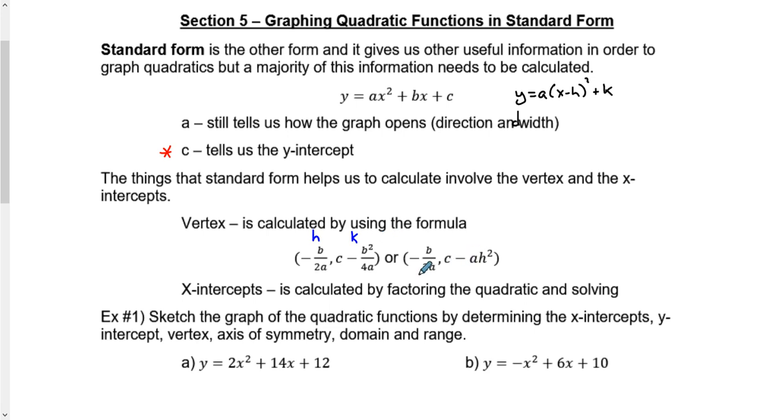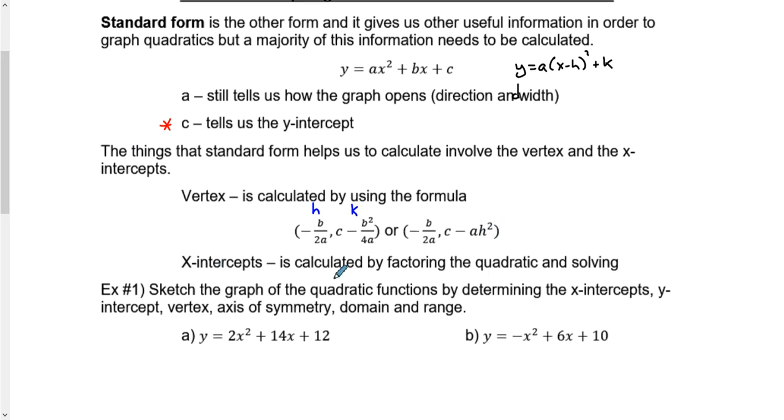Another way that I like doing it, I do it in pre-calc as well, is it's the exact same h value, negative b over 2a, but I just change it so that it's just c subtract a h squared. So whatever number you get here, you just have to plug it in and square it. Our x-intercepts are calculated by factoring the quadratic and solving, or by using the quadratic formula.